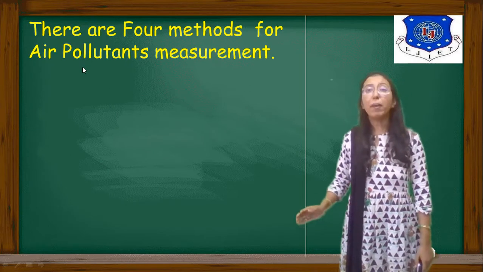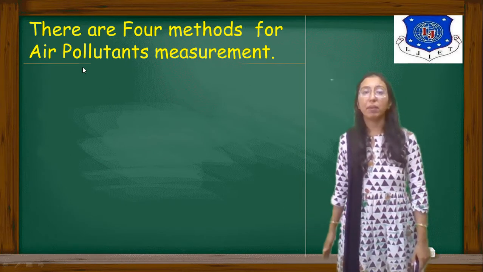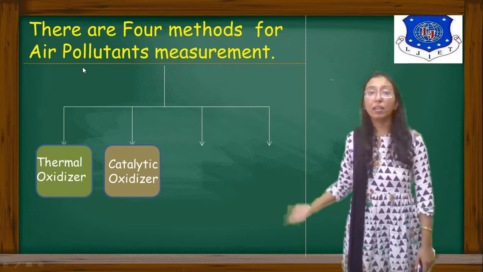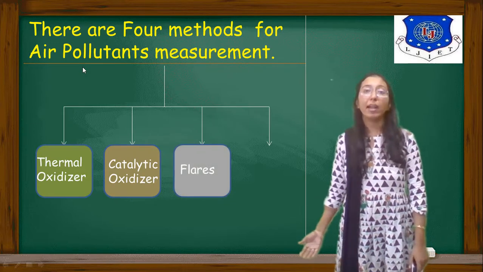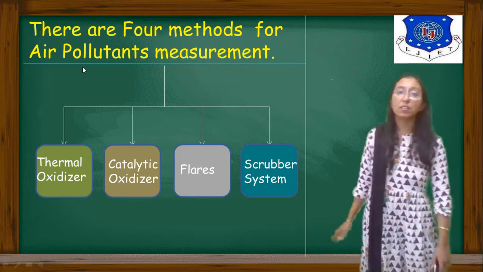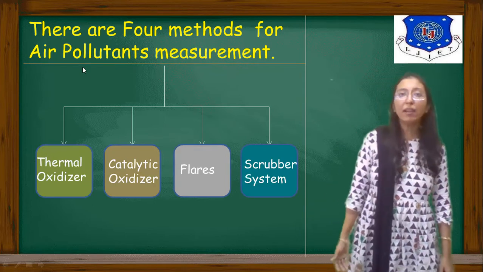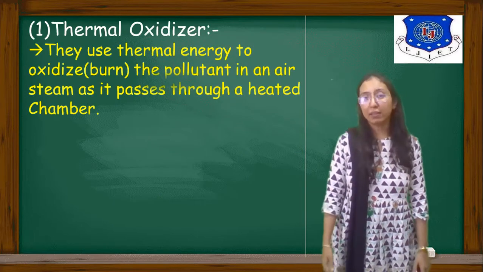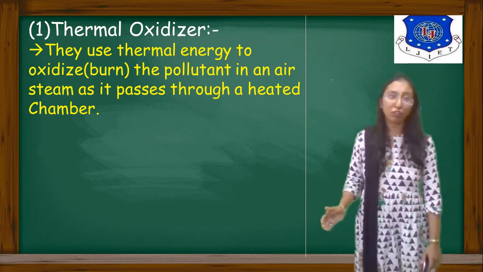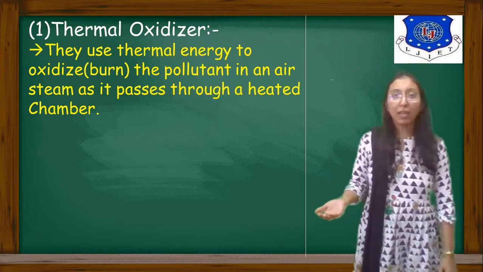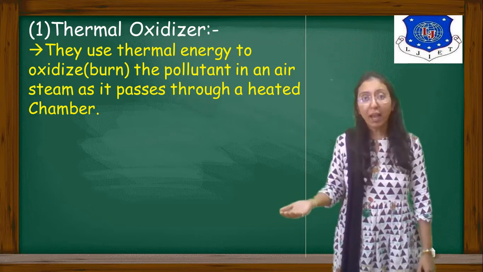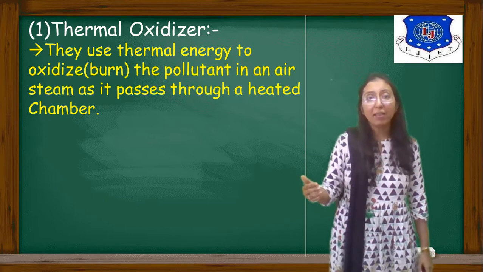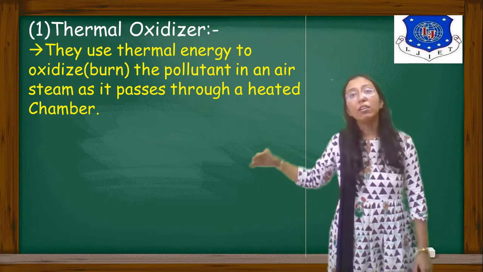There are 4 methods for air pollutant control. Number 1, thermal oxidizer. Number 2, catalytic oxidizer. And the last method is the scrubber system. So let's start from the first method, the thermal oxidizer. In a thermal oxidizer, they use thermal energy to oxidize, that means burn, the pollutant in an air stream as it passes through a heated chamber.